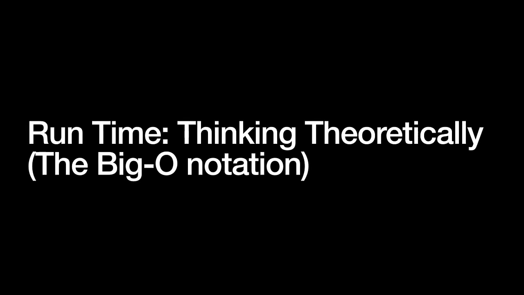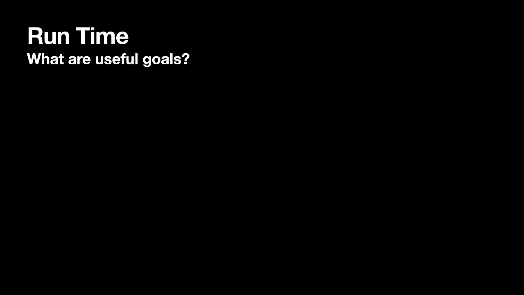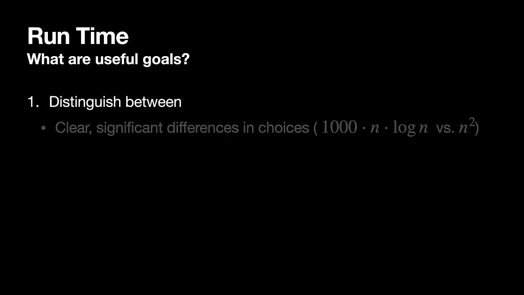Okay, so let's go back to this idea of runtime and let's think theoretically. So we're going to look at something called the big O notation. So for runtime, what are our useful goals? What we really want to do is be able to distinguish things that have clear, significant differences. So we've already seen two functions with clear, significant differences.